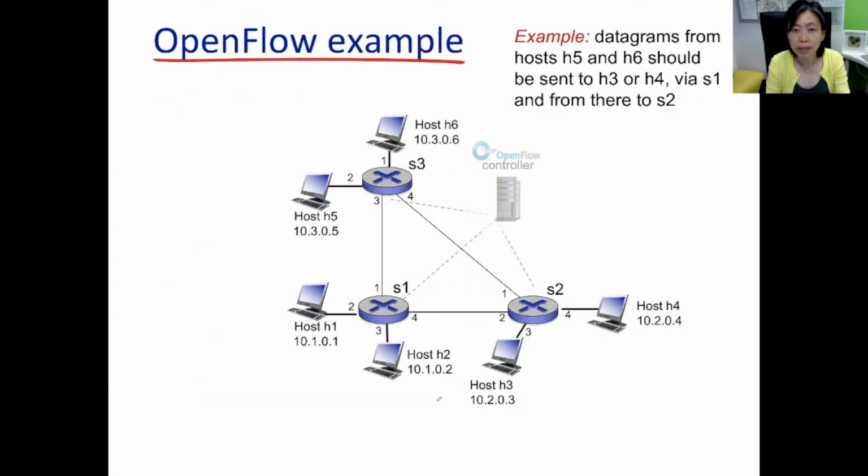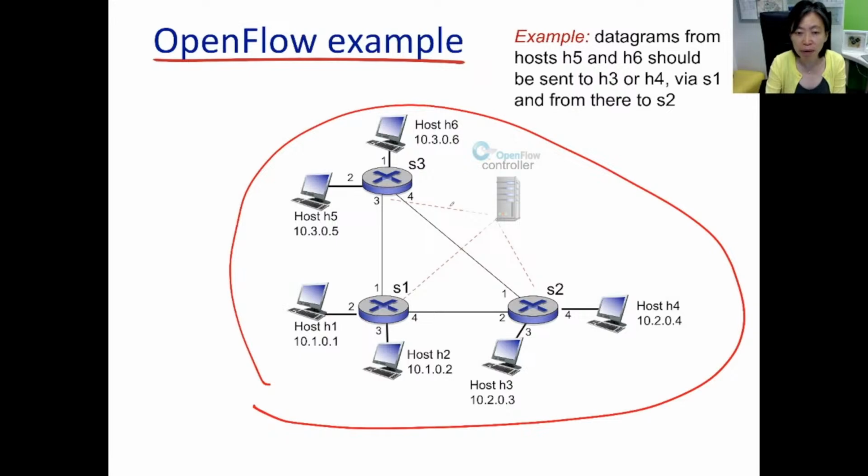The last example goes beyond one single SDN router to have multiple of them forming a network like this. You see here, this network is composed of three SDN routers, S1, S2, and S3. Each of these talks to the controller through the OpenFlow protocol. This controller here is sometimes also called the OpenFlow controller, just like the SDN routers, which some people call OpenFlow routers.